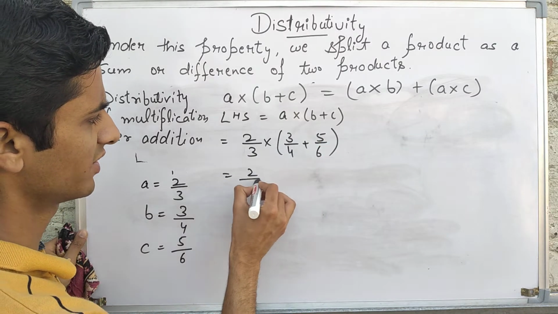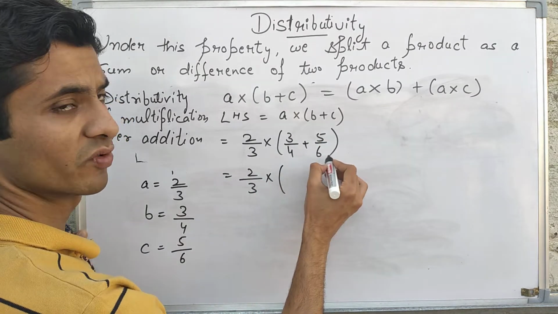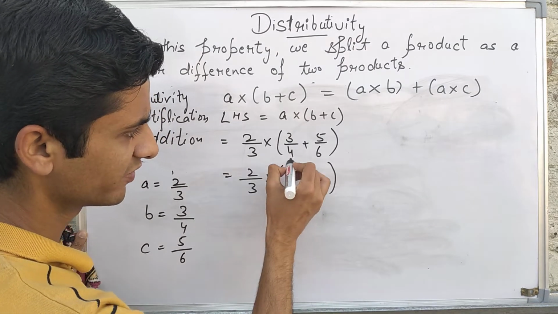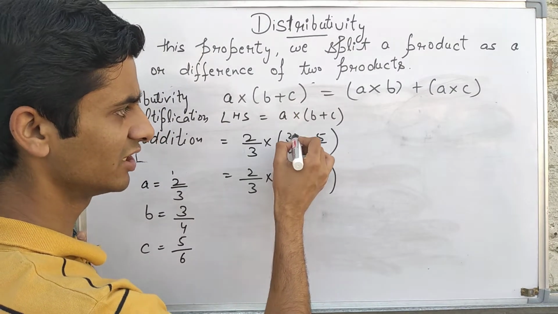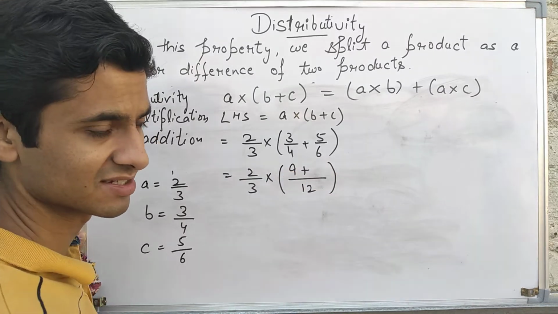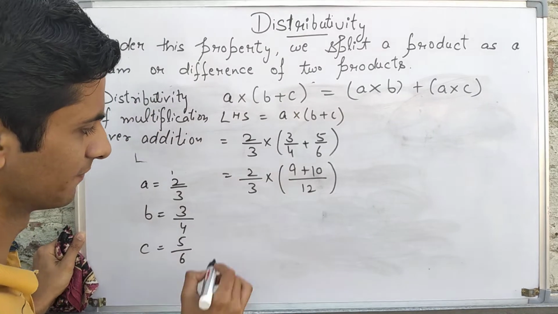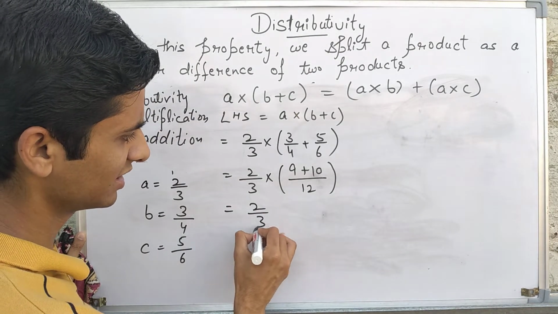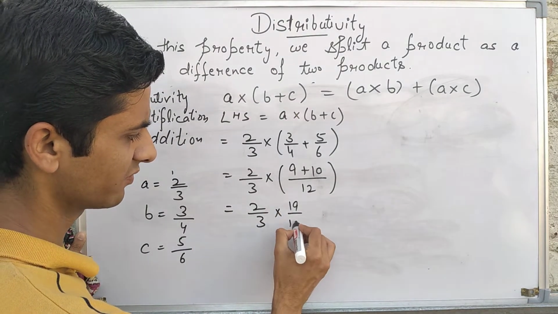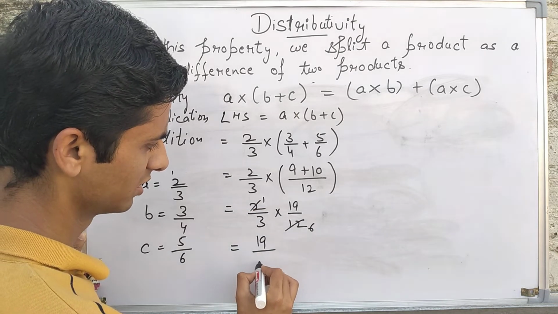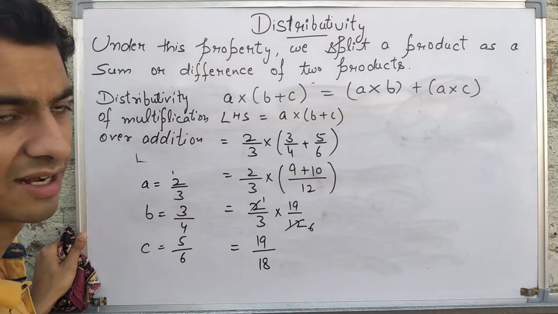So if you want to solve it, 2 upon 3 into, over here we'll take LCM. LCM of 6 and 4 is 12. 12 divided by 4, 3. 3 into 3, 9. Plus 12 divided by 6, 2. 2 into 5, 10. So it comes out to be 2 upon 3 into 19 upon 12. 2 1s are 2, 2 6s are 12. Answer is 19 upon 18. This is our left hand side.